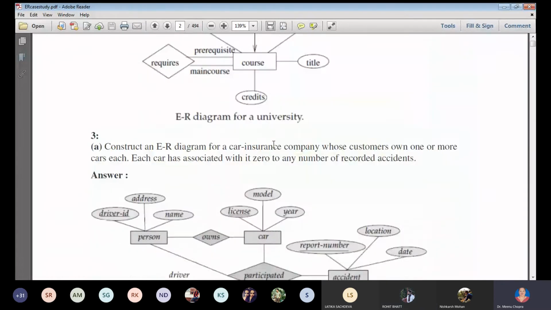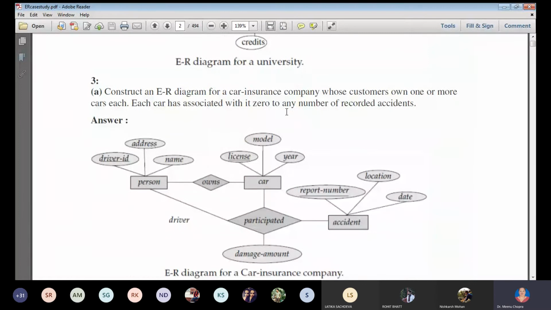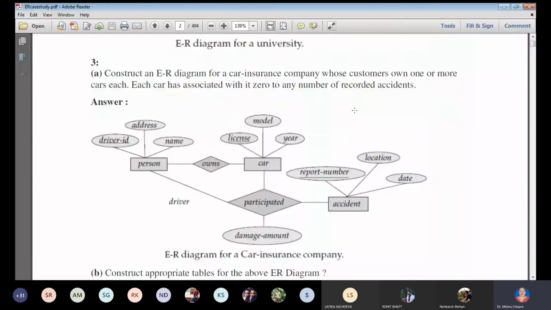So third case study, you have to make an ER diagram for any car insurance company whose customers own one or more cars each. Each car is associated with 0 to n number of recorded accidents. So now the possible ER diagram for this one. I think you first study yourself, have a look at this ER diagram, then I will explain.